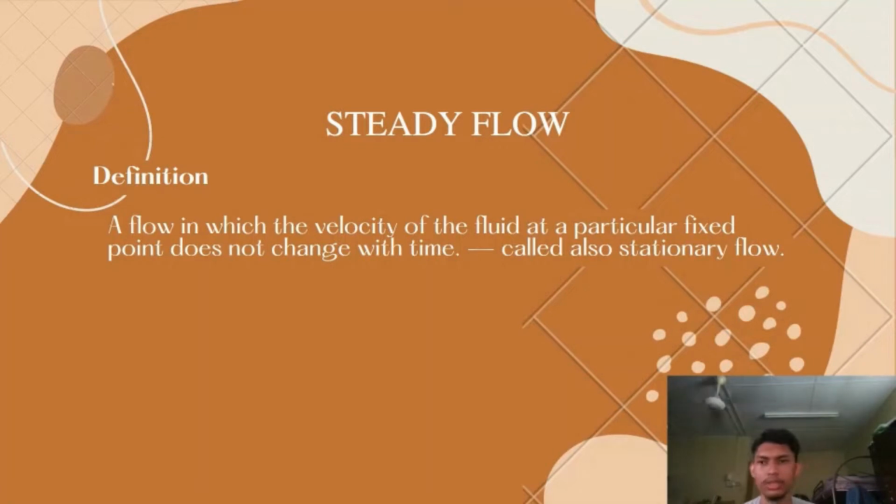What is steady flow? Steady flow is a flow in which the velocity of the flow at a particular fixed point does not change with time. It is also called stationary flow.